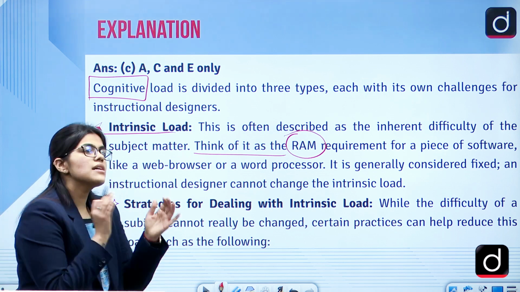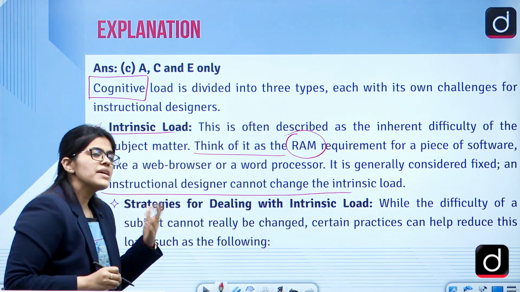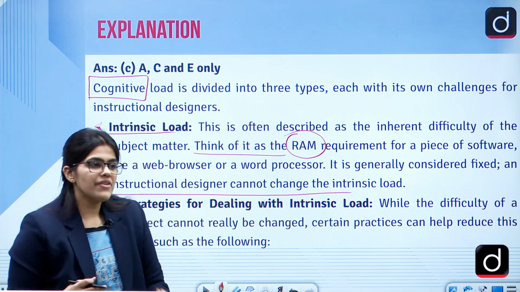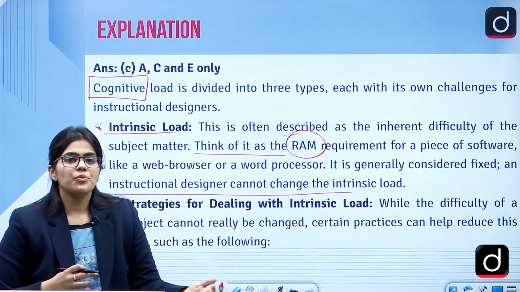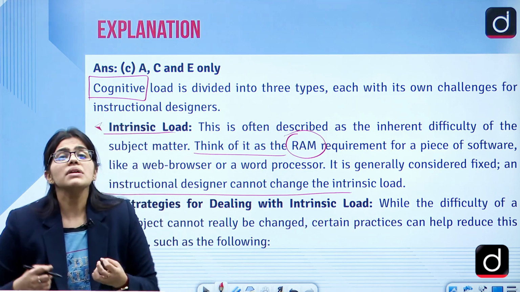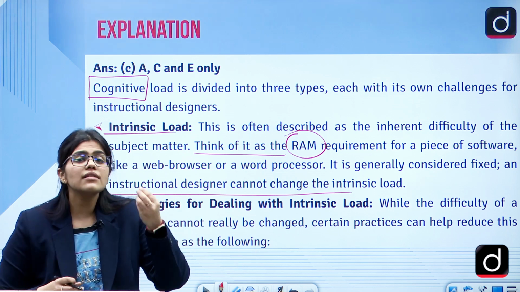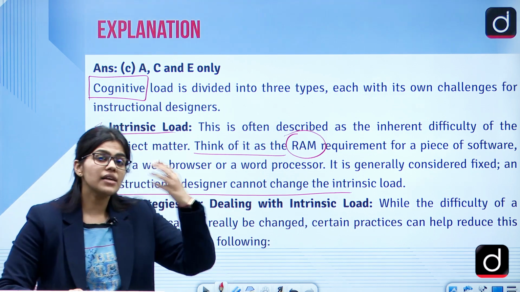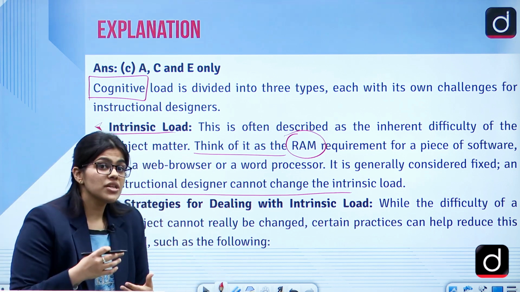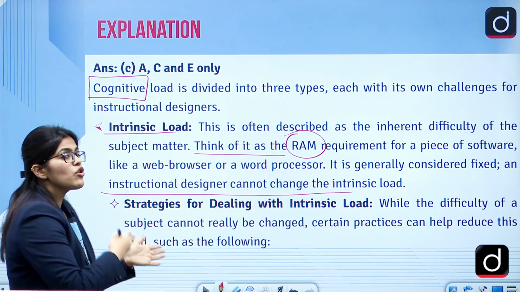It is generally considered fixed, and this is the instructional design that we have. When we talk in terms of a computer, we can relate all these things. A computer has an intrinsic load like RAM, and when the load comes, it will handle it. Similarly, in our brain intrinsic load is taken. We register those facts, and the difficulty level of the facts is what we are talking about. The difficulty of the subject cannot really be changed.